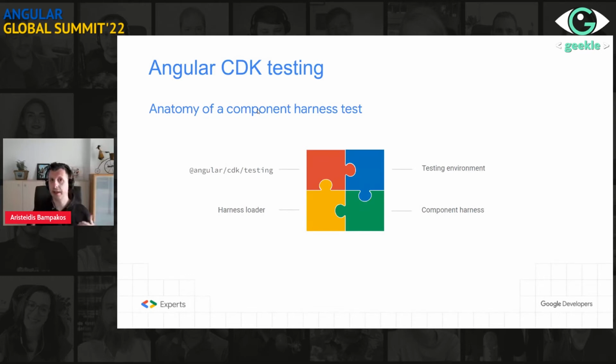Then we need an environment for our tests. The Angular CDK contains two built-in testing environments out of the box. One for unit testing with Karma and another for end-to-end testing with Protractor. I would like to note here that a component harness can run without any change, either in unit testing or in end-to-end testing. So you can use the component harness approach also in end-to-end testing.